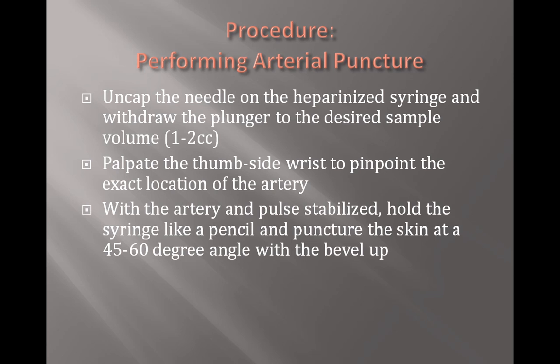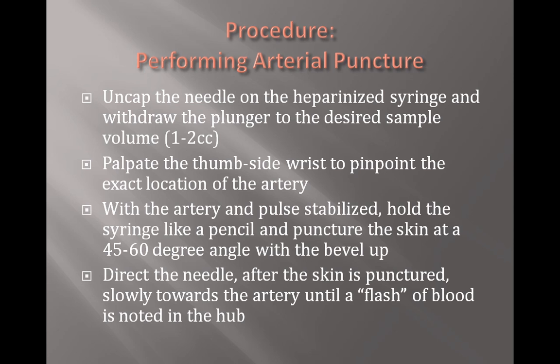Hold the syringe like a pencil and puncture the site slowly, bevel up. I find using a 45 to 60 degree angle works best, but you're certainly acceptable to do a 30 to 60 degree angle. Once under the skin, direct the needle slowly towards the artery until a flash of blood is noted in the hub.